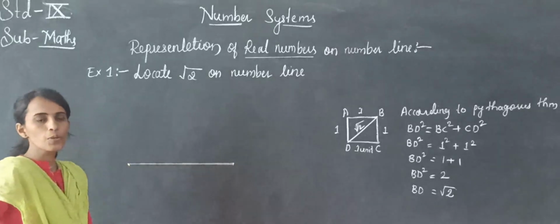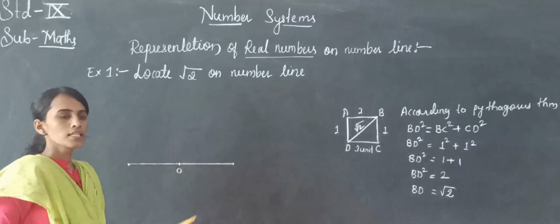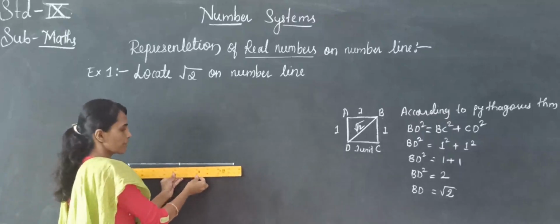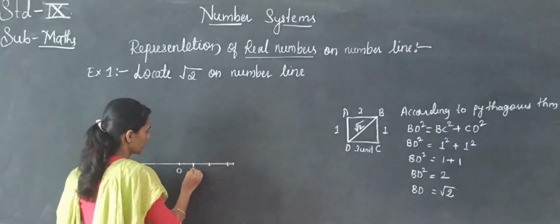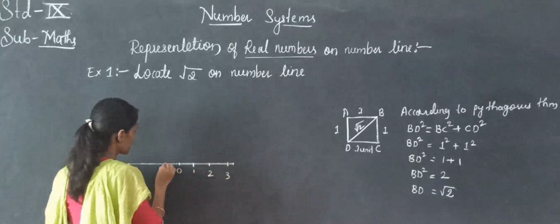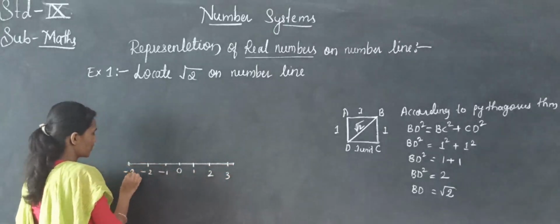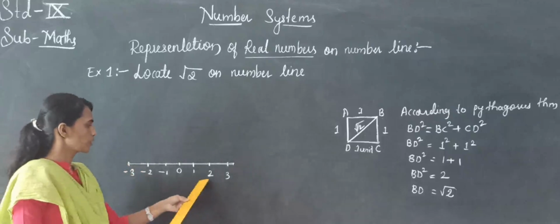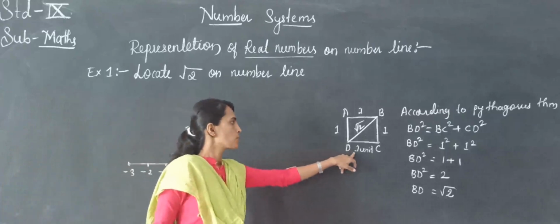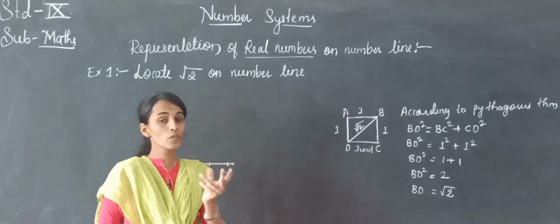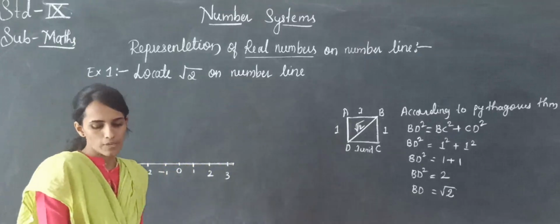Then, according to the ruler, you have to mark the numbers at each centimeter. So this is 1, 2, 3. This side will become the negative numbers: negative 1, negative 2, negative 3. These are the integers, positive and negative numbers here. No proper unit is given, so any one unit you can take. Better to take 1 centimeter only.